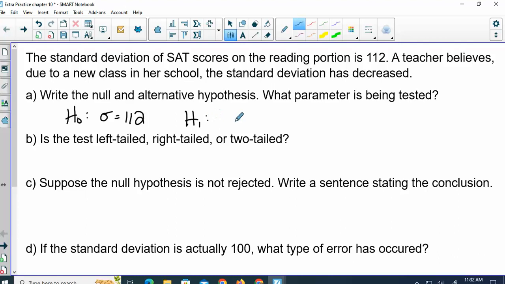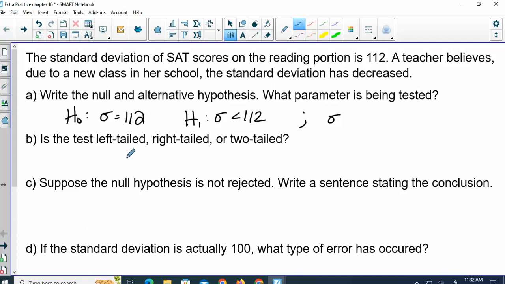The alternative, what parameter is being tested? It's just the sigma. It's basically saying, are you testing the mean? Are you testing the proportion? Are you testing a standard deviation in this case? Basically, what's your variable here?